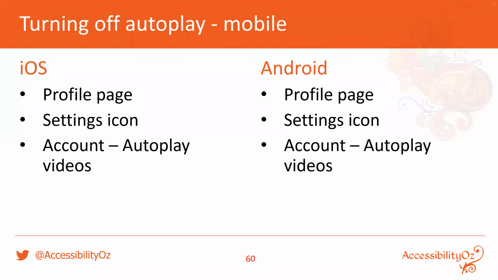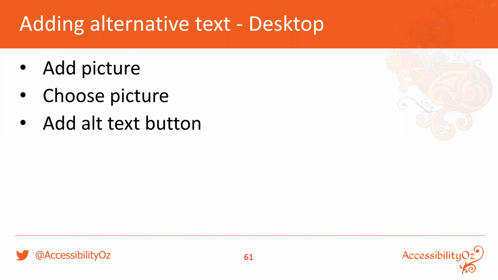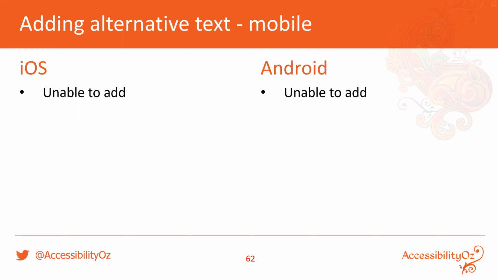For iOS and Android, the steps are the same. You go to the profile page, you select the settings icon, you select account, and then autoplay videos. When you want to add alternative text to desktop, you add a picture, select add picture, then choose your picture, and then select the add alt text button. You cannot add alternative text if you're on the iOS or Android devices.